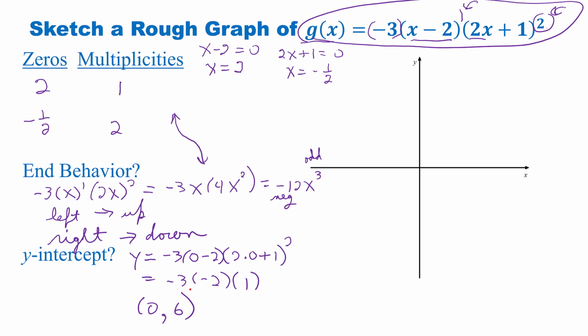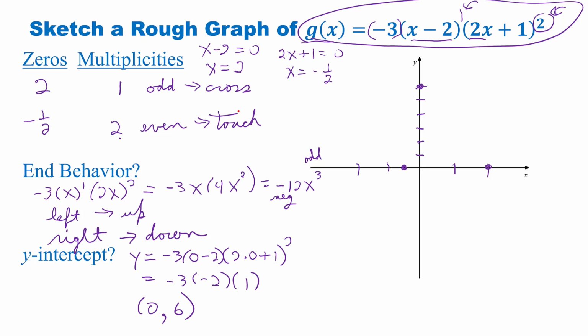I'm going to start here by plotting the y-intercept of (0, 6), and then we have a zero at x equals 2, and we have a zero at x equals negative 1/2. From our multiplicities, 1 is an odd multiplicity, so the graph is going to cross at x equals 2, and x equals negative 1/2 has an even multiplicity, which tells me the graph is going to simply touch at that point, at x equals negative 1/2.